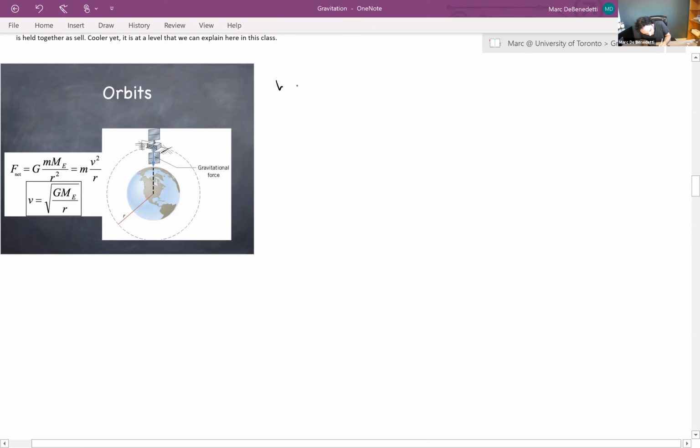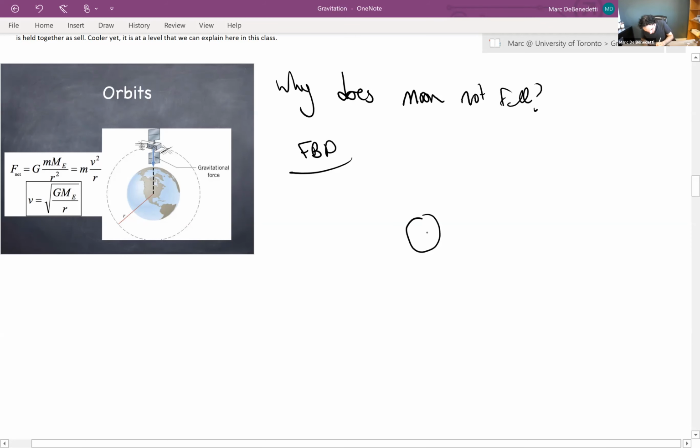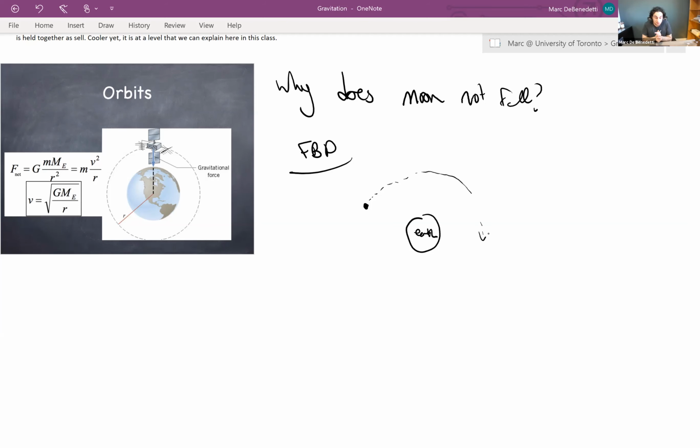So why does the moon not fall? Well, again, this is a forces question, so let's draw a free body diagram of the moon. We have the Earth, we have the moon. The moon travels mostly in a circular orbit around us. So this is why we needed circular motion first before doing this. And the only force acting on the moon is the force of gravity between the Earth and the moon.